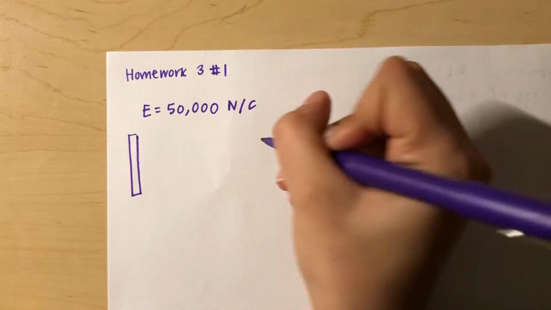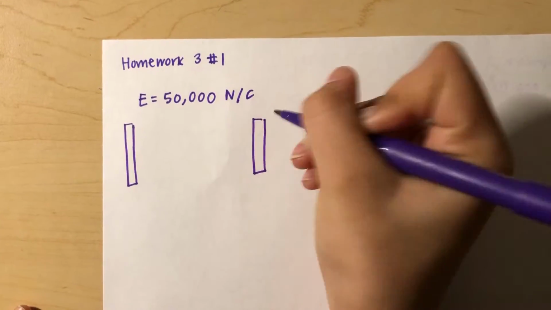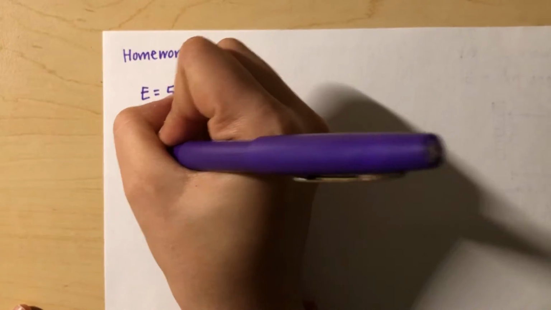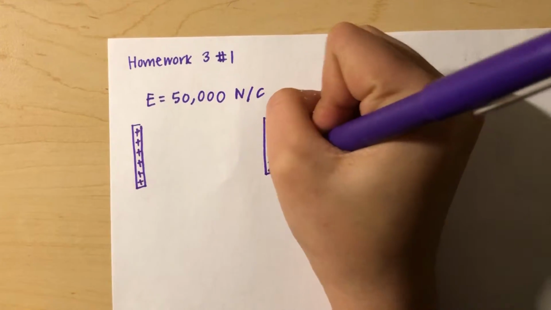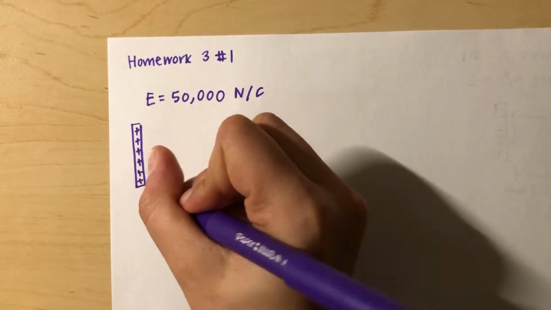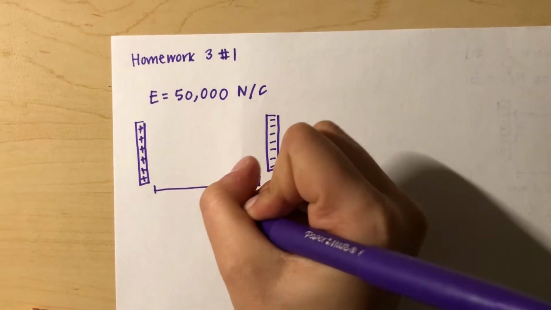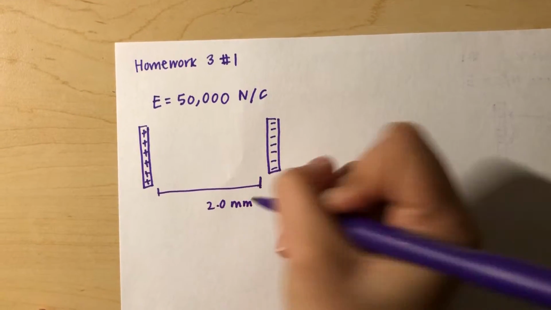So this is a parallel plate capacitor. It has 2 equal but opposite plates. So this is a positive charged plate, and on the other side is a negative charged plate. And it says that it has a 2 millimeter spacing. So this distance is 2.0 millimeters.